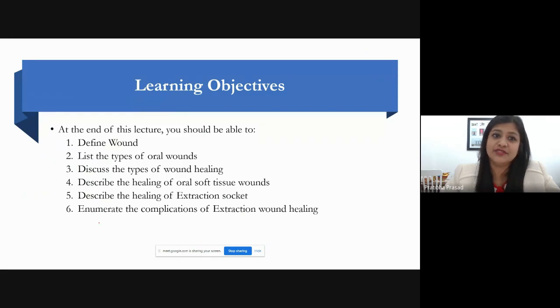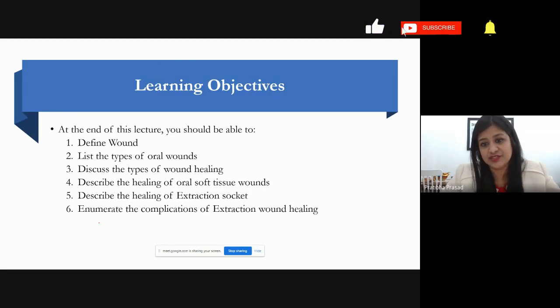These are the learning objectives. We'll start with defining the wound. We'll see the types of wounds, like I said, and the steps of wound healing. And we'll see healing of soft tissue wounds in the oral cavity, as well as extraction wound healing.